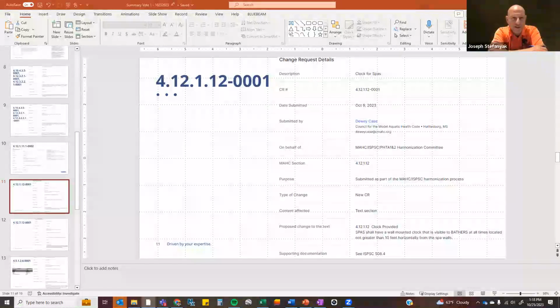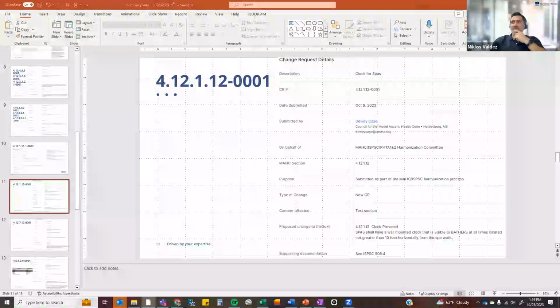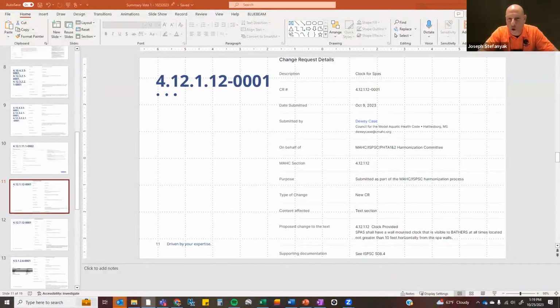I think though, isn't this the design section? So it wouldn't really address functionality necessarily. It would just address that it needs to be required here. Functionality would probably have to come in an operation section somewhere else. And then I also had a concern with wall mounted.